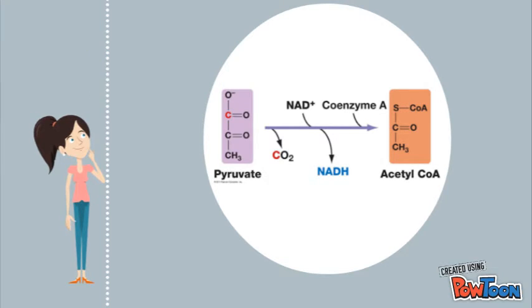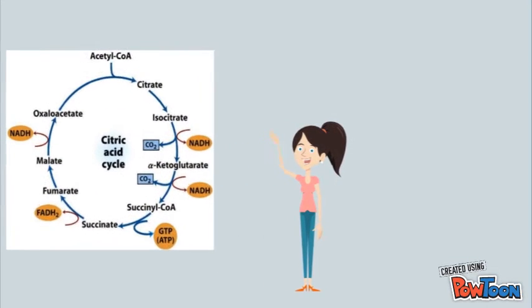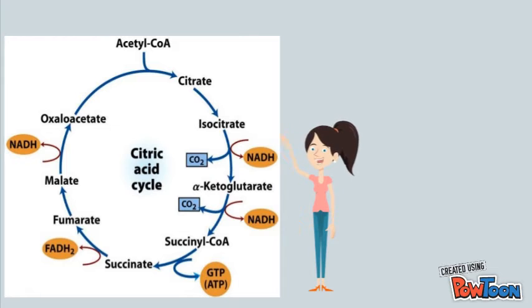Pyruvate dehydrogenase is an important target for regulation, as it controls the amount of acetyl-CoA fed into the citric acid cycle. The citric acid cycle is a closed loop. The last part of the pathway reforms the molecule used in the first step. The cycle includes 8 major steps.